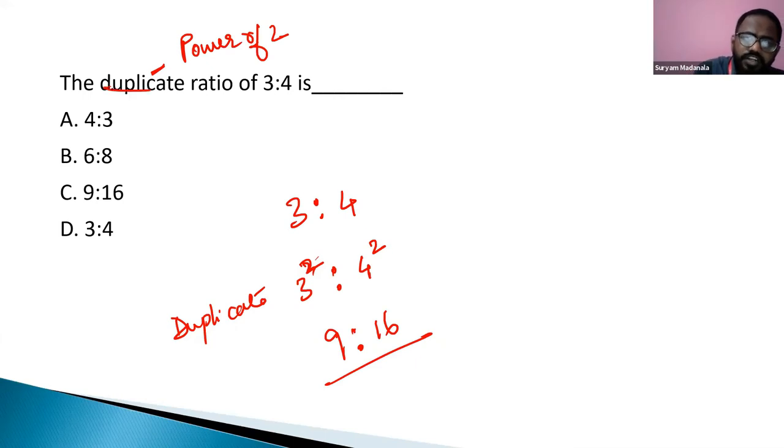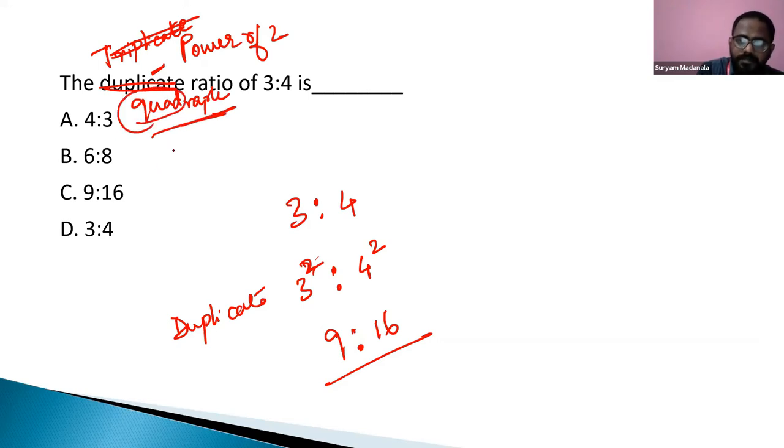Can you all tell me what will be the triplicate ratio for this? Yes, Chetri, that's right. Renu, can you try for the triplicate ratio? Triplicate will be power of 3. Samir, good job. Then the quadruple ratio. Yes, it's power of 4. Quadruple means power of 4. Very good.